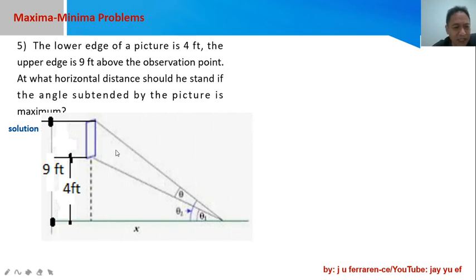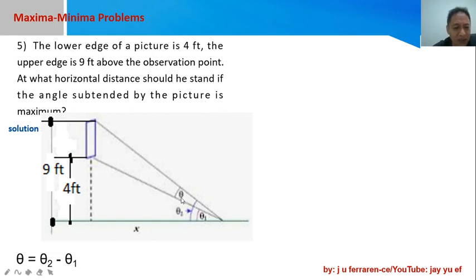So here is the picture, and this is the eye of the observer, and this is the point at which the observer has to stand. And this is a variable distance. So if the observer will be moving, the angle here will also be changing. So this is a variable angle.